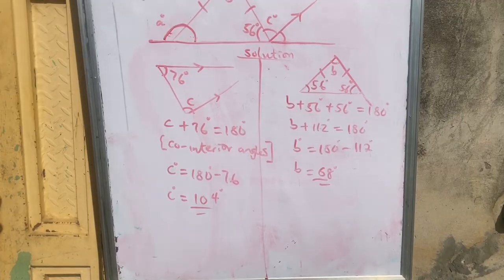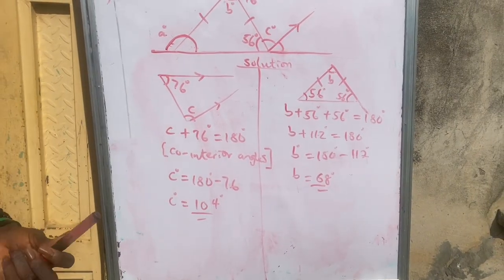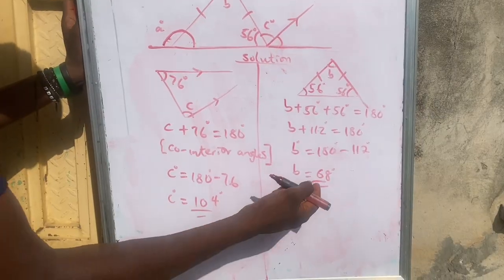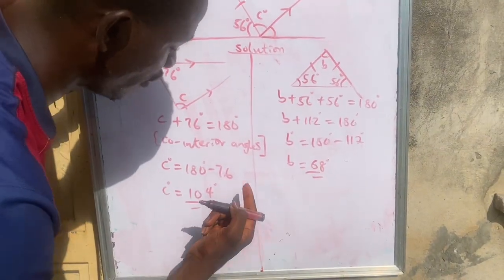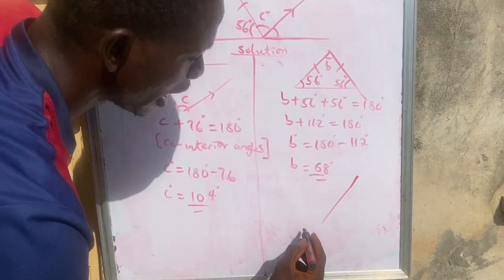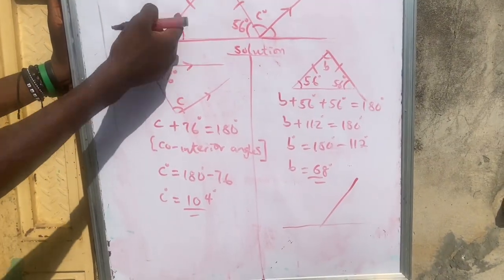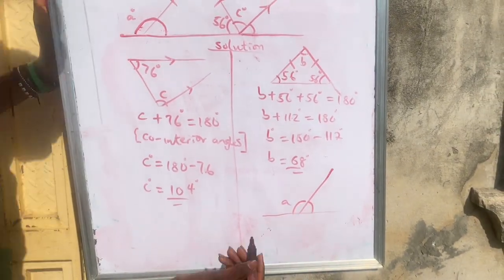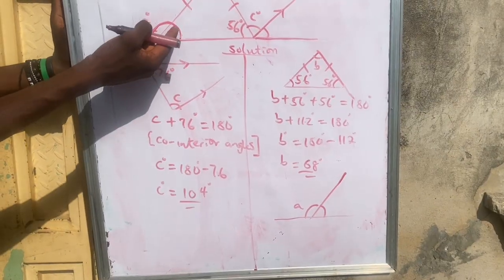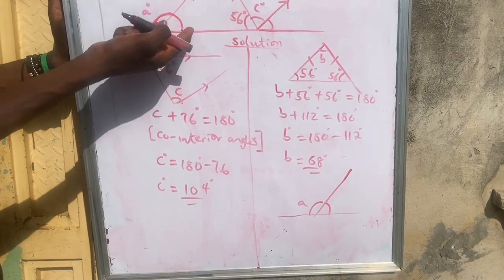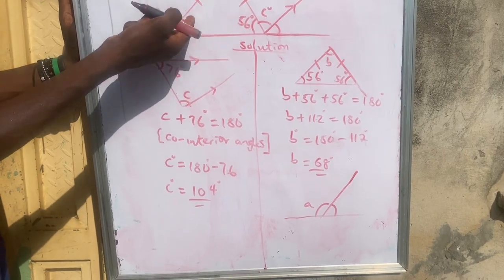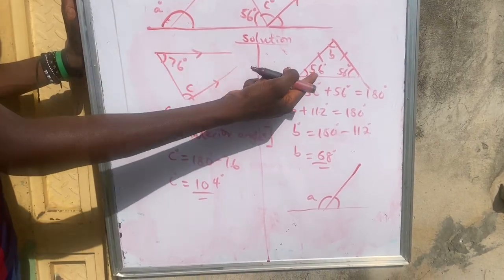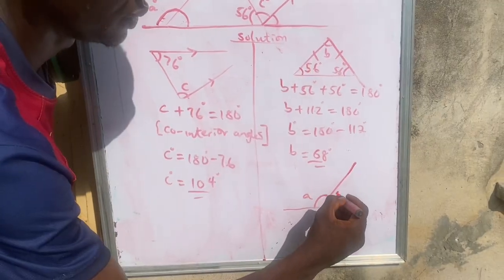Then finally, let's get angle A. Very easy. We have gotten B, we have gotten C. Let's get angle A. Look at angle A. You have a straight line. So you are given this to be A. We don't know this angle, but we know it from this triangle. This angle here is part of the angle in this triangle. I've gotten this angle to be 56. Look at it here. So this is also 56.